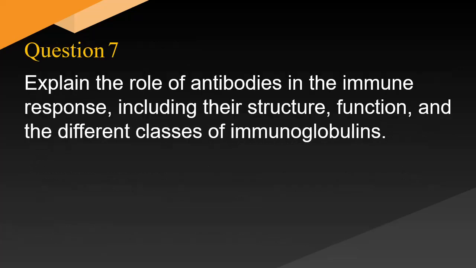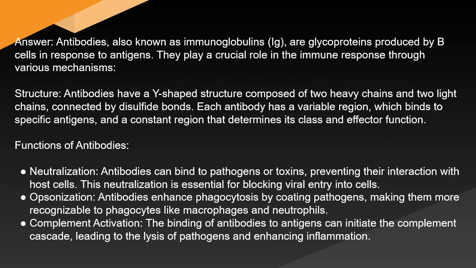Explain the role of antibodies in the immune response, including their structure, function, and the different classes of immunoglobulins. Answer. Antibodies, also known as immunoglobulins, are glycoproteins produced by B cells in response to antigens. They play a crucial role in the immune response through various mechanisms. Structure. Antibodies have a Y-shaped structure composed of two heavy chains and two light chains connected by disulfide bonds. Each antibody has a variable region which binds to specific antigens and a constant region that determines its class and effector function.